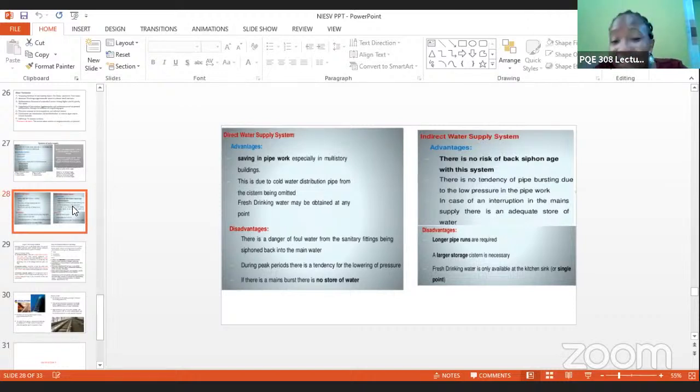So whether there is light or there is no light, you can always get your water because you've already pumped it into your overhead tank. And another thing is that you are using a machine to pump your water, except your pumping machine has a problem.